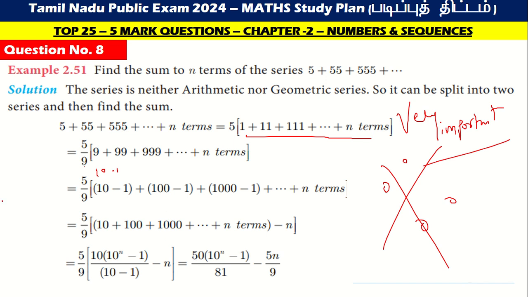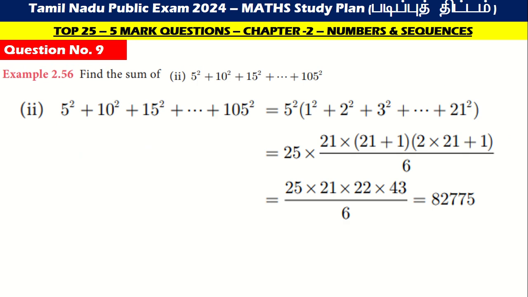So the formula is r into r to the power of n minus 1 by r minus 1. So the value is 50 into 10 to the power of n minus 1 by 81 minus 7n by 9. So let us go to the ninth sum.